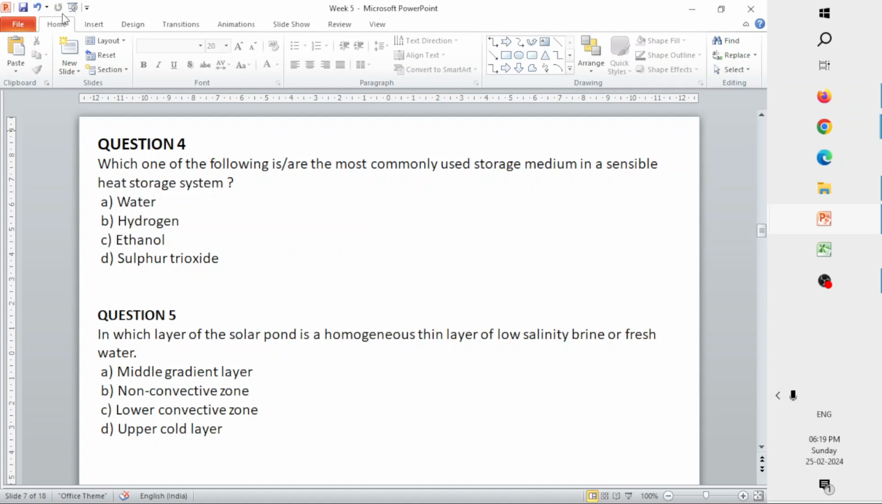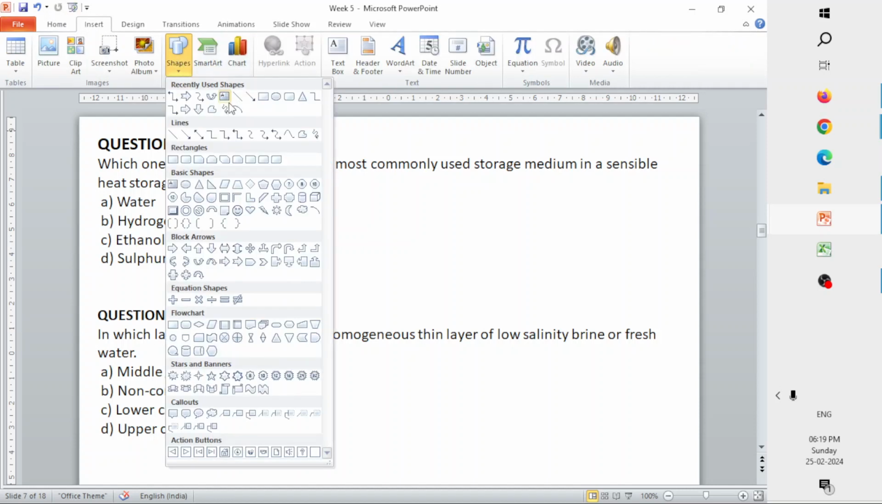So here also let's start that way. If you see sulfur trioxide, if you remember, the molecular formula for sulfur trioxide is SO3.